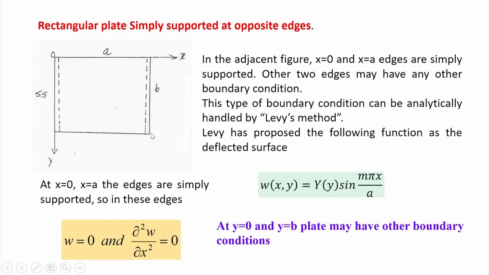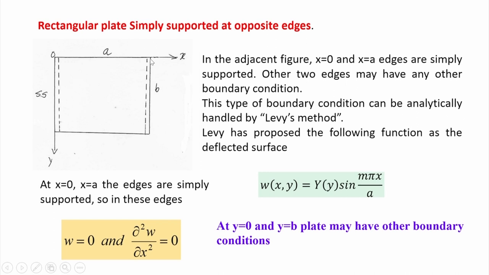This plate that you are seeing is simply supported on the opposite edges, that is x equal to 0 and x equal to a, whereas the boundary conditions at the other two opposite edges, y equal to 0 and y equal to b, are not mentioned. So this may be any type of boundary condition. For example, two edges may be fixed, two edges may be free, or one edge may be fixed, and so on. So many conditions arise accompanying two opposite edges which are simply supported. This condition is popularly known as Lévy's boundary condition.